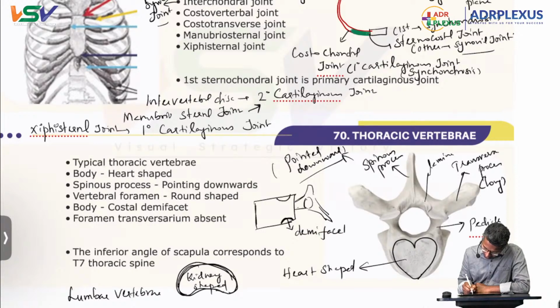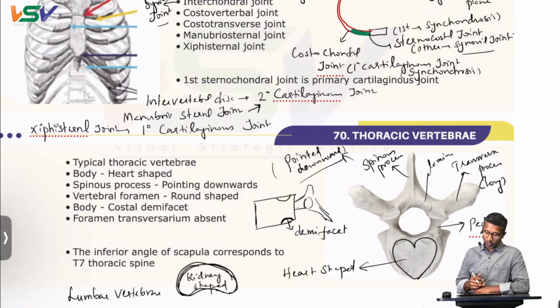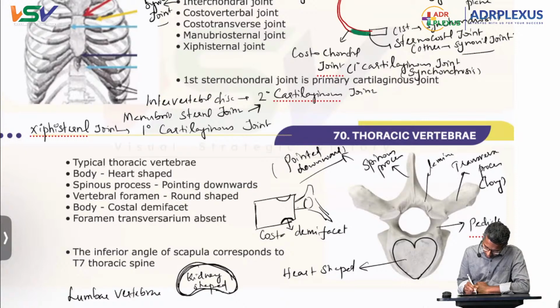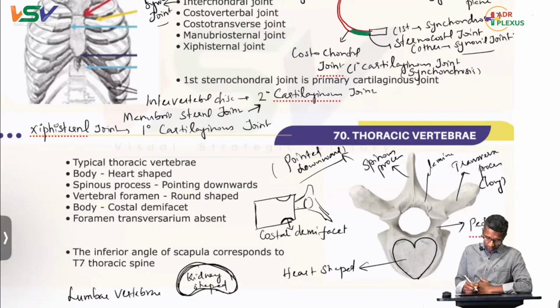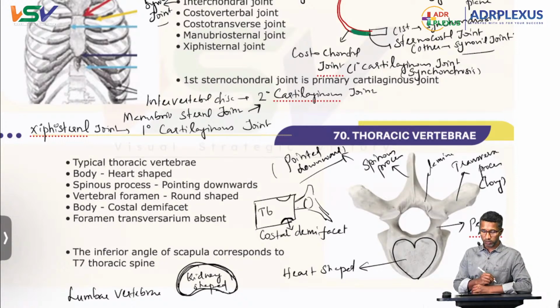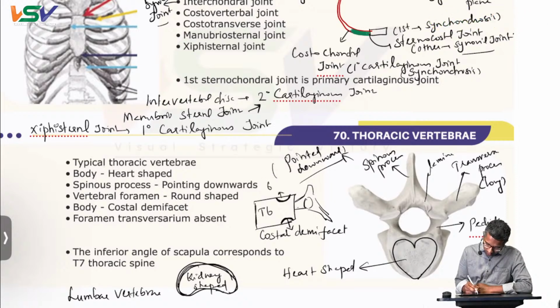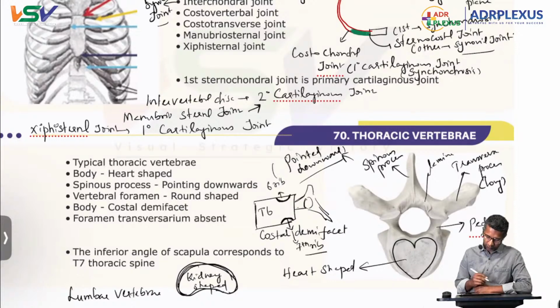Why is it called a demi facet? Because the facets are half in nature. What articulates here? The rib articulates here, so they are called costal demi facets. What rib articulates with this? For example, if this is a T6 vertebra, the superior facet articulates with the sixth rib and the inferior facet articulates with the seventh rib. Very, very important point.